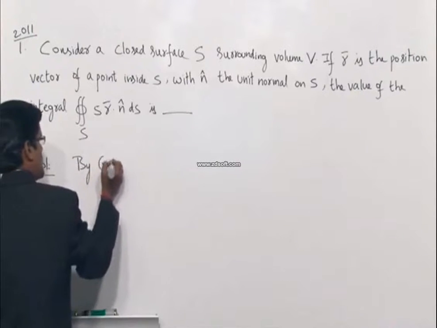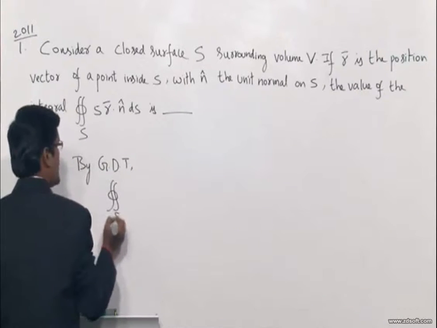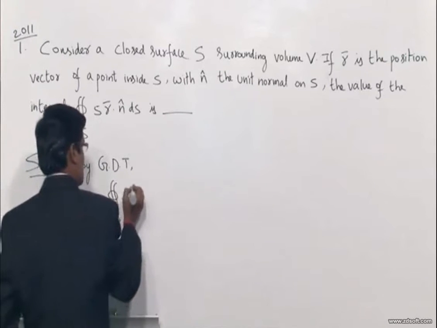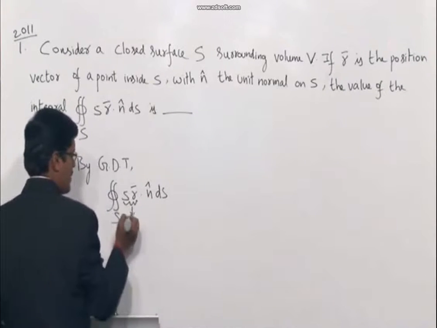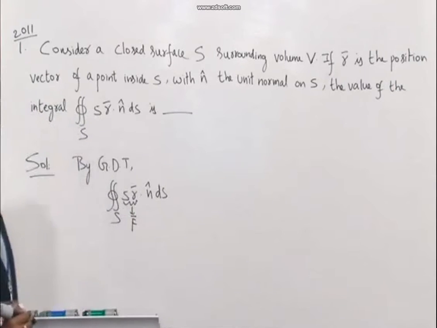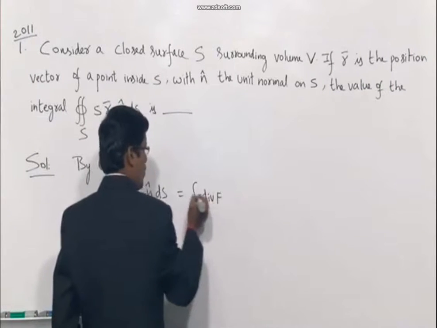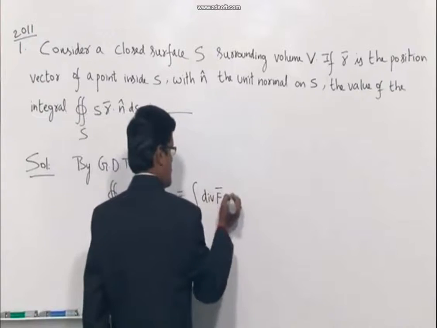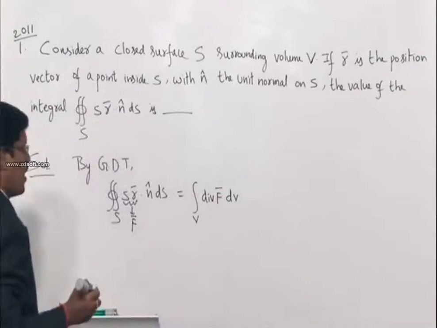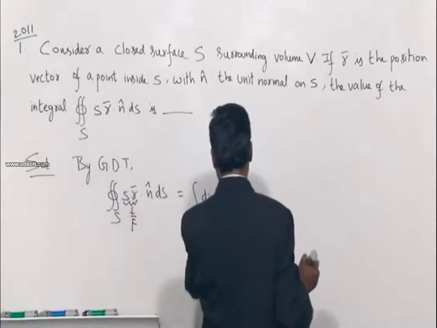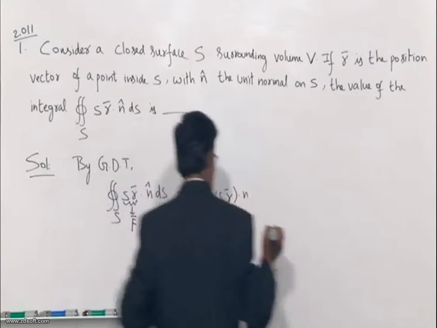By Gauss divergence theorem, GDT stands for Gauss divergence theorem, double integral over S, that is surface integral over S, 5 R bar dot n bar dS. I am comparing what I underline with yesterday's notation, f bar dot n bar dS. This is nothing but integral over V, div f bar dV, a volume integral, triple integral only. So what is f bar here? 5 R bar. That means I can write here div of 5 R bar, directly dV.